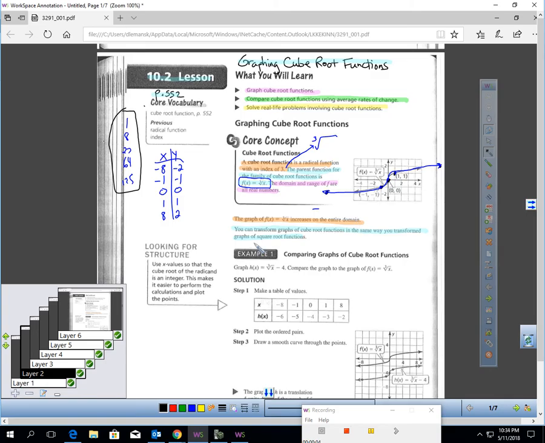You can transform graphs of cube root functions in the same way you transform graphs of square root functions. So we reviewed this in the last lesson. Remember, inside horizontal, those are backwards from what they seem. Outside vertical, those are the normal transformations.